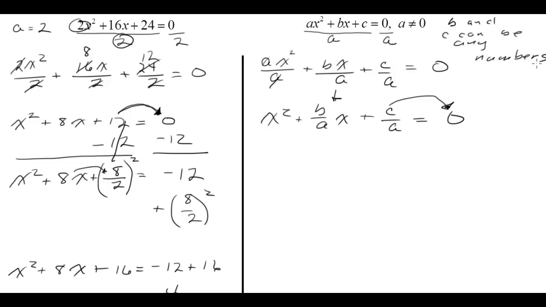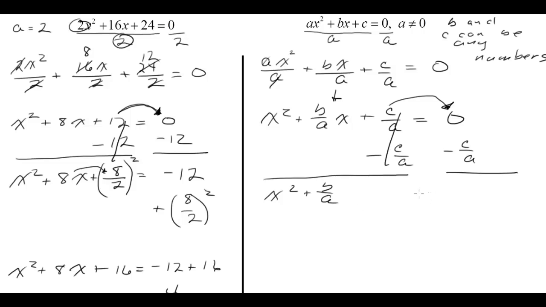As long as a is not 0, we're in good shape. So how do I do that? Well, I do it the same way I did it here. I subtract c over a. All right, I'm adding opposites. That's how I'm going to get rid of it. So I subtract c over a here. And what do I have left? Well, I have x squared plus b over a x. All right, that goes away. Oh, hooray. And that equals minus c over a.